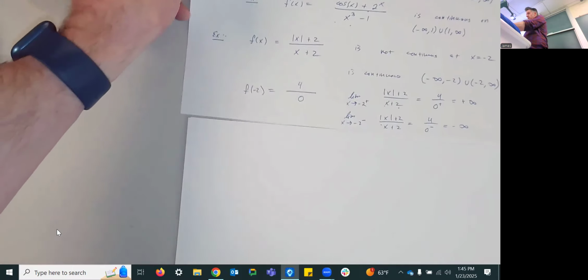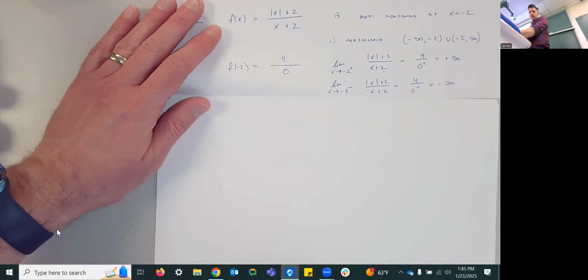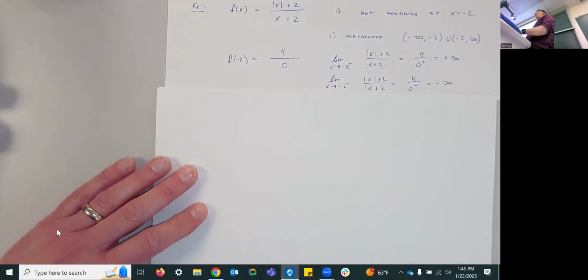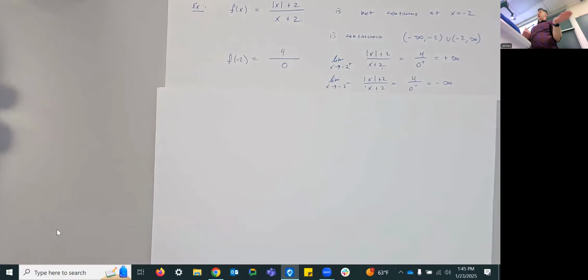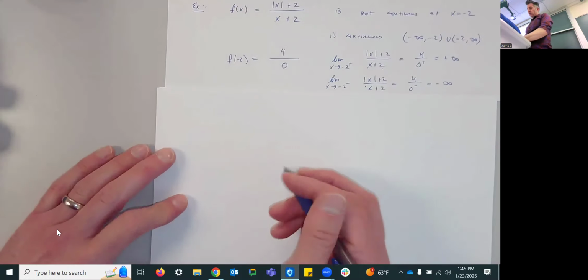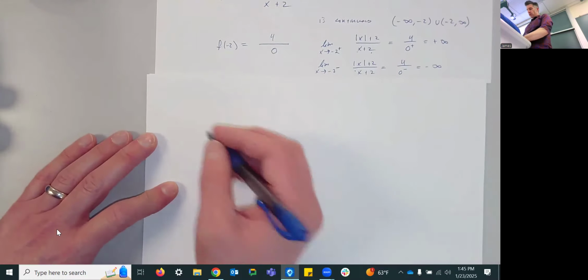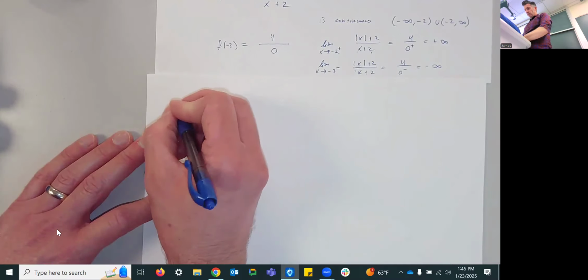So let's look at some more piecewise examples, because that's where, honestly, on an exam, most of the time you're going to see questions like, where is this function continuous or not continuous? That's one of the styles of continuity questions. There's another one which we'll get to as well. So let's look at this example.